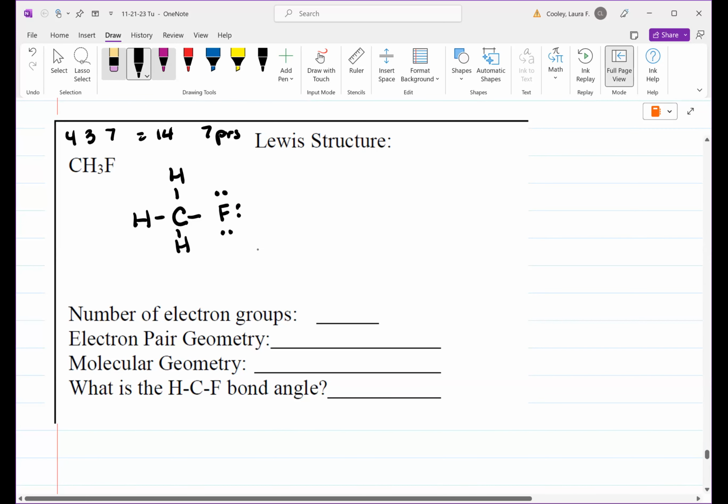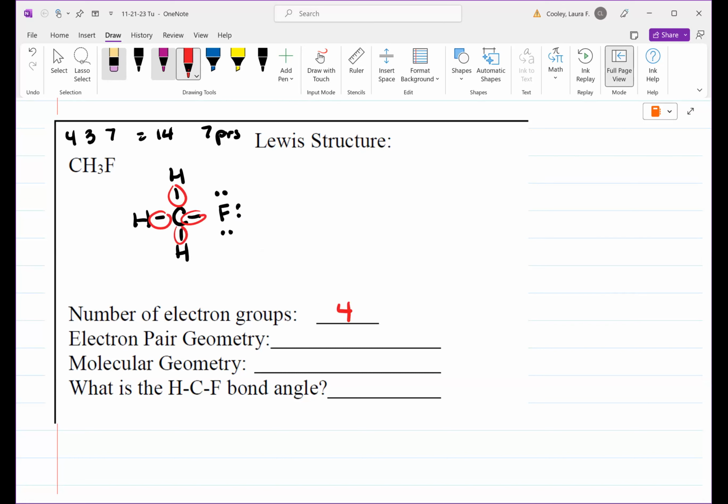So then you're asked to count up the electron groups. What are the groups of electrons on the central atom? How many are there? And you see here that you have 1, 2, 3, 4 electron groups. And we've only learned about 4 electron groups. So the electron geometry, which they also call the electron pair geometry, but it's the same thing, is what we call tetrahedral.